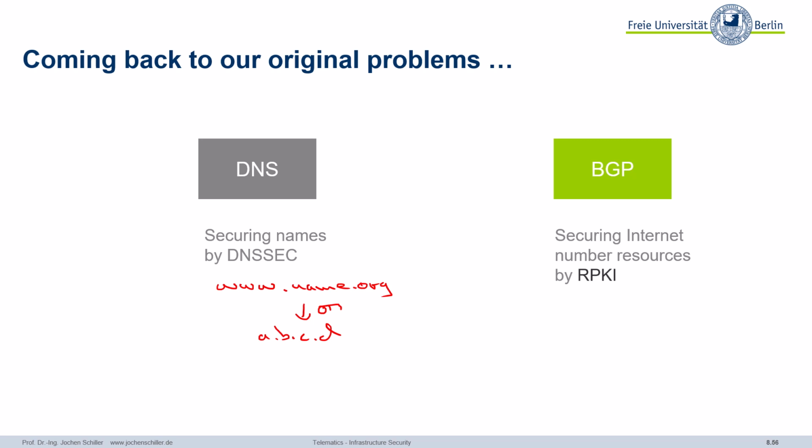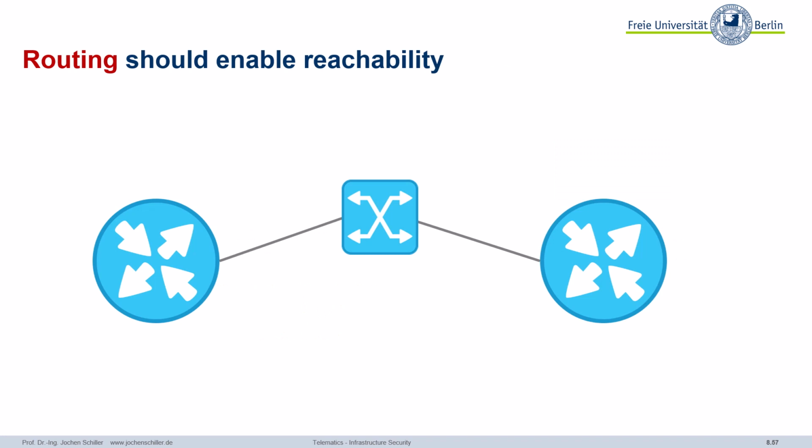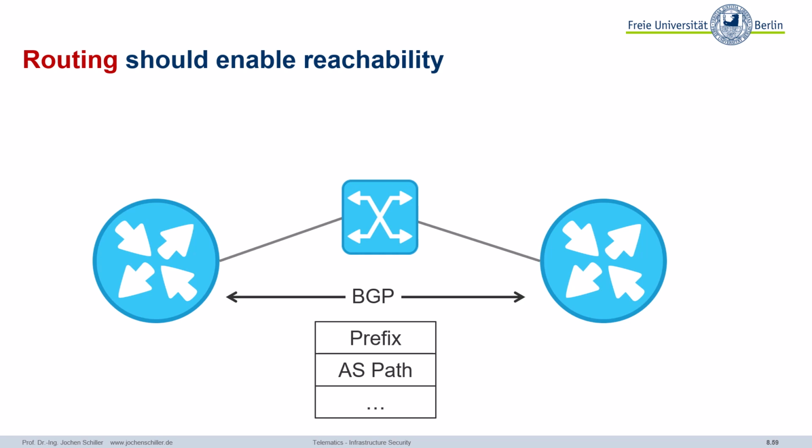And we know that routing is something that BGP is about, our exterior gateway protocol, connecting the different autonomous systems when it comes to routing, finding a path, etc. So what is routing about? You remember, routing should enable reachability. That's the idea. We have to find a path to a certain destination so that we can reach it from a sender. This is where we have BGP, and BGP tells us, based on a certain prefix, how the path looks like.